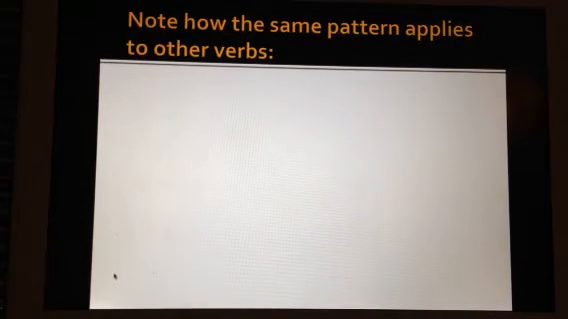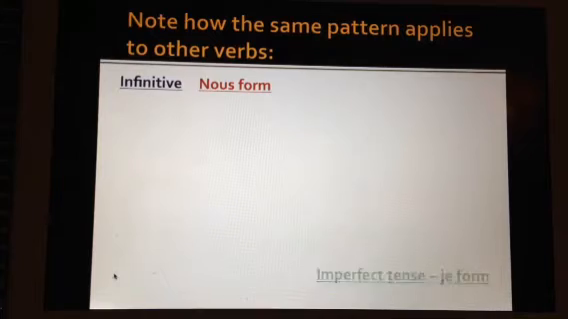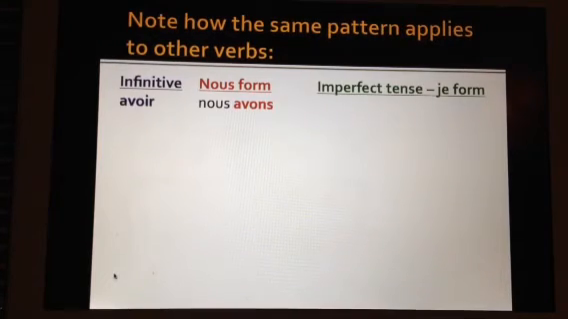So this pattern applies to all verbs, like I said. The only exception is être. So let's look at some examples here. First one we're going to look at is avoir. Avoir, the new form is nous avons. Take off the ONS, and so just for an example, we have our je form. J'avais would be I was having or I used to have.